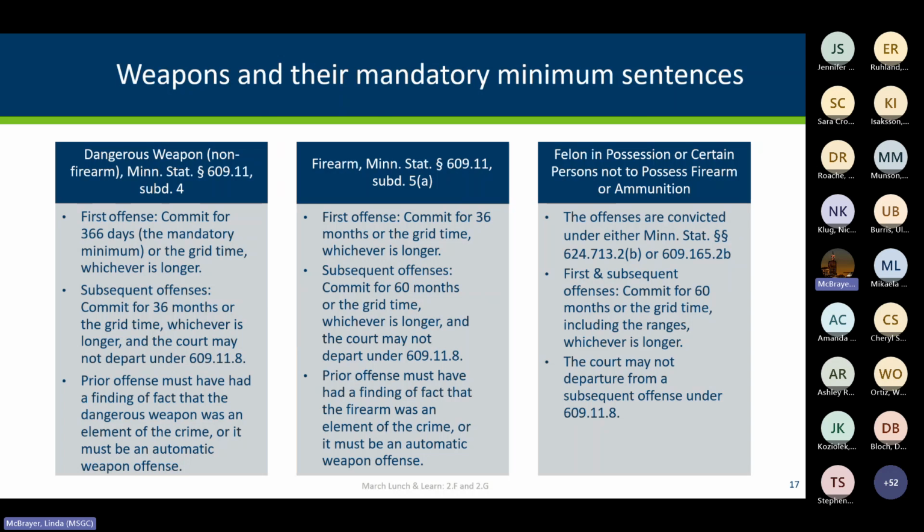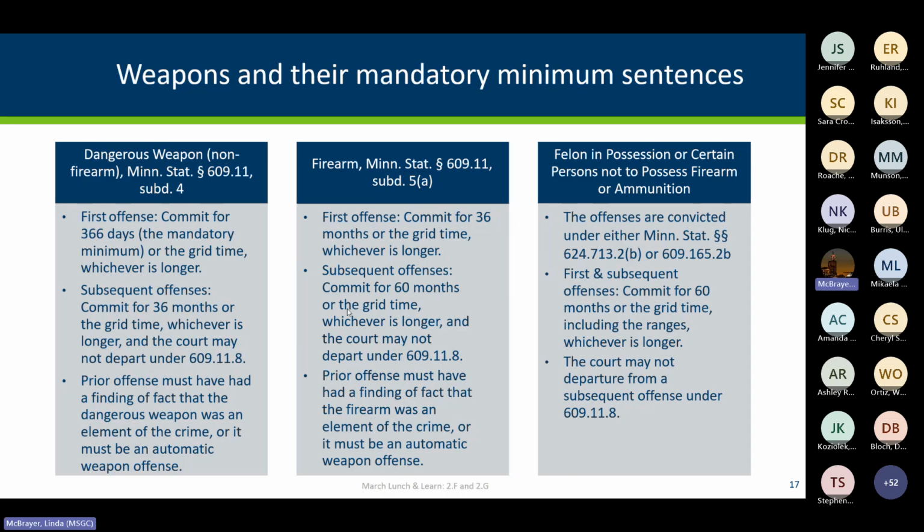So here we could have a current felon in possession of a firearm, and they have a prior felon in possession of ammunition. Their new one is a subsequent, and no departure would be eligible under this statute. So that is just a glimpse of weapons and their mandatory minimums, because these policies are much easier to hang on to. But we always have to remember that it is the grid time or the mandatory minimum, whichever is longer. That's the big thing here.